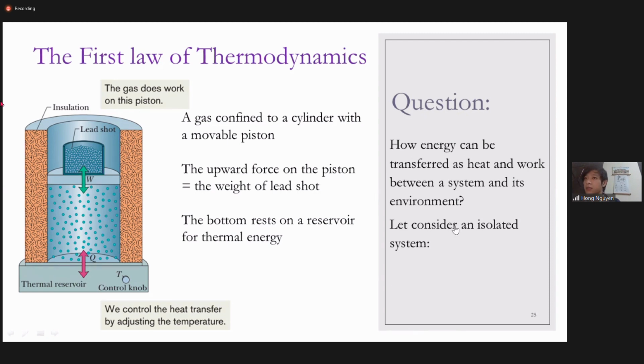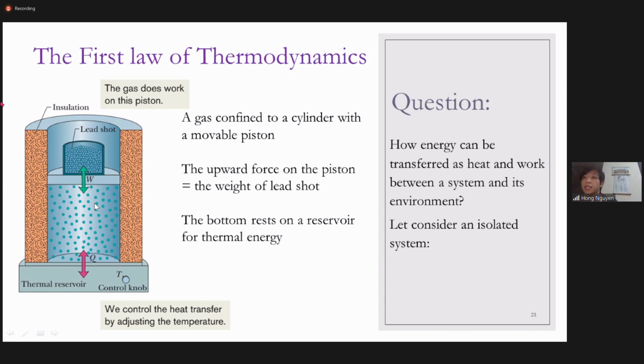What is it? Isolated system. Actually here, the system can still exchange the energy. You see, it can exchange the energy between the gas and the thermal reservoir. It can exchange the energy in the form of work, right? So here, this is a closed system, right? Not an isolated system.